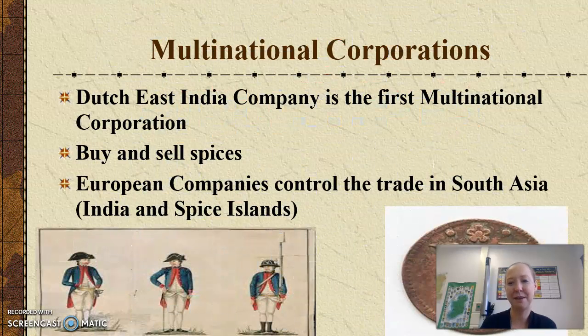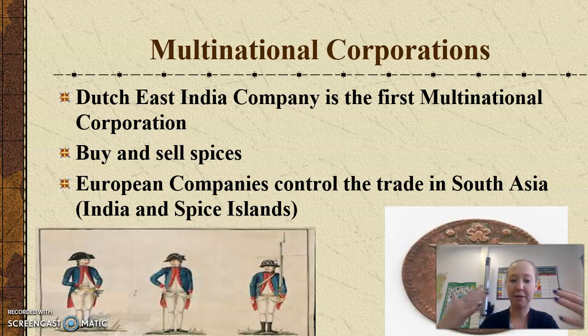All right, during this time period, another big economic change that we start seeing is the inclusion of multinational corporations. And multinational corporations are businesses that do business throughout the world, right? Not just in one country, but in multiple countries. Our first multinational corporation is the Dutch East India Company, and they're from the Netherlands, right? And their business is to buy and sell spices.